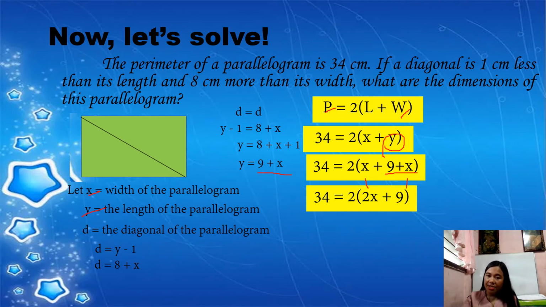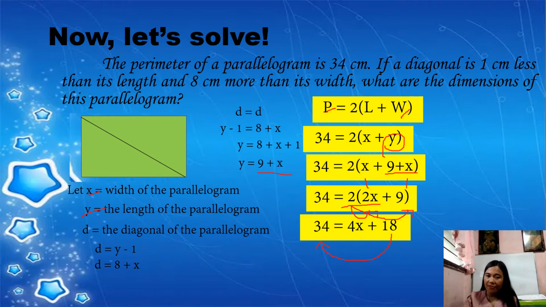Now, this is multiplication, so we need to distribute 2 to 2x as well as to 9. So 2 times 2x is 4x. And 2 times 9 is 18. So it will become 34 equals 4x plus 18. Now, transpose 18 to the other side to be combined with 34.